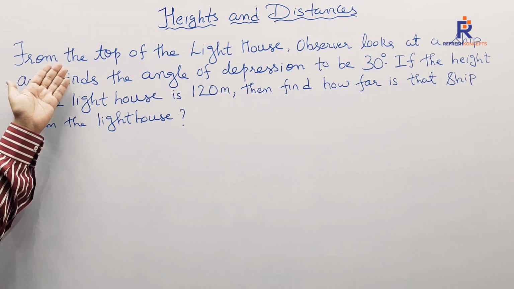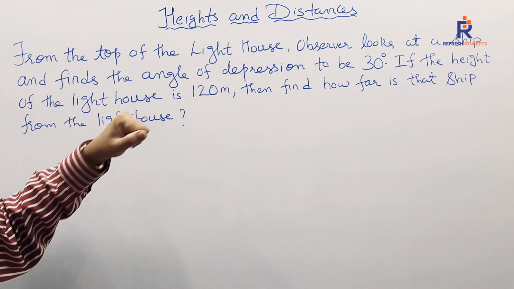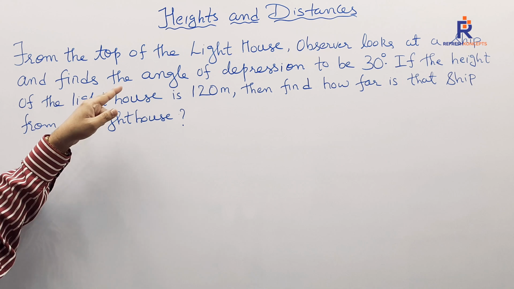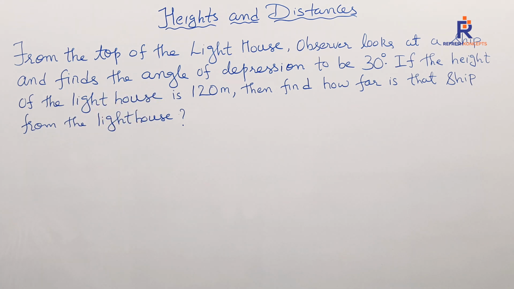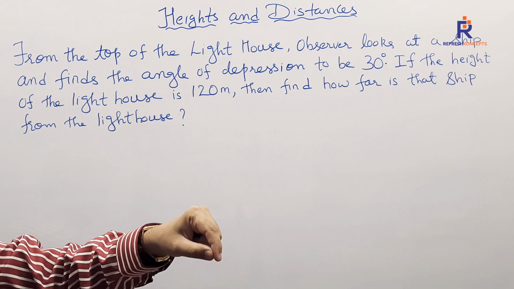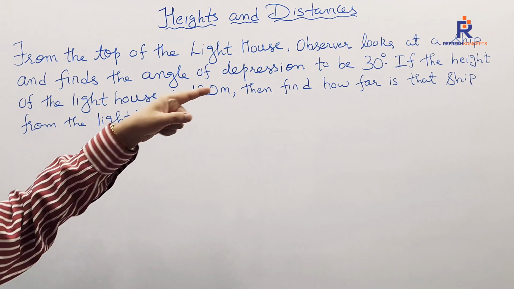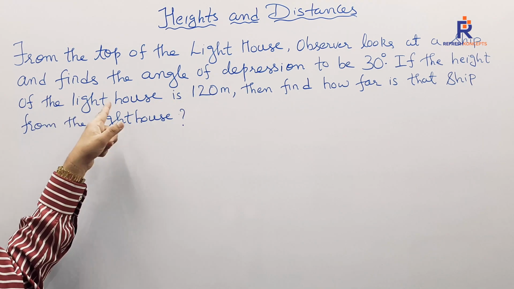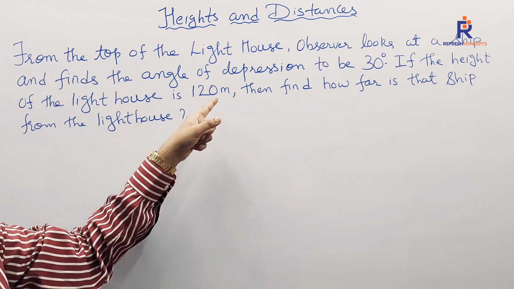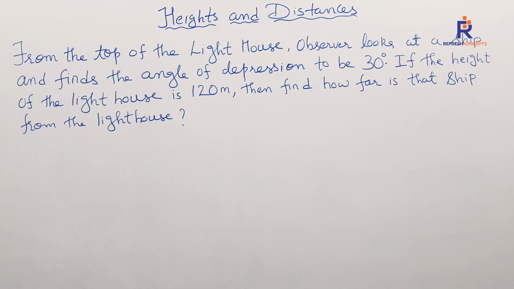It says, from the top of the lighthouse, an observer looks at a ship and finds the angle of depression to be 30 degree. If the height of the lighthouse is 120 meter, this time height is known to us, find how far is the ship from the lighthouse.